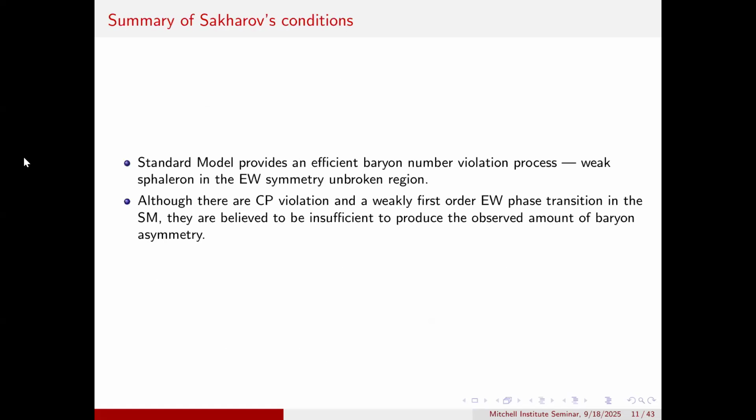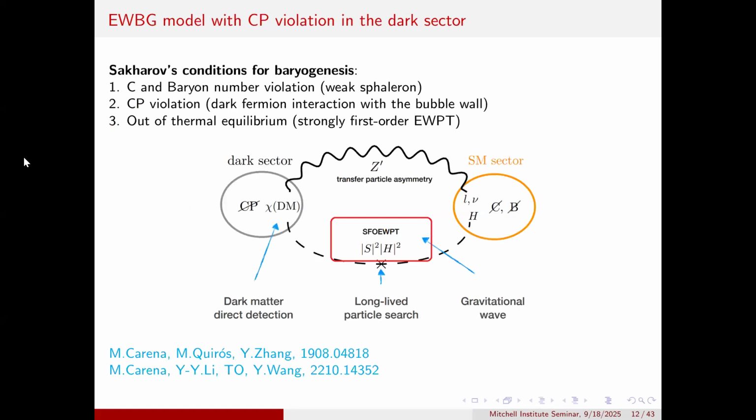If there are no questions, I will move on to the model. In this model, we are doing a very typical type of electroweak baryogenesis, meaning we are using the same source of baryon number violation as in most electroweak baryogenesis, which is the weak sphaleron. And for out of thermal equilibrium, we are also using the same source, a strong first order electroweak phase transition.